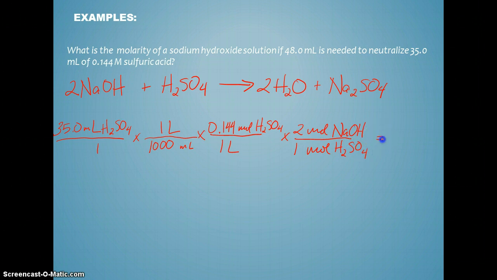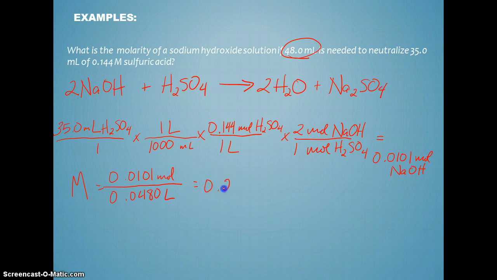Okay. Because we're trying to find molarity, we want to stop here and get moles. So when we do this, that's going to give us 0.0101 moles of NaOH. Now the question wants us to find the molarity of NaOH, and we know molarity is moles per liter. And if we look up here, that's how much NaOH we used. So we convert that to liters, and when we divide, we get 0.210 molar NaOH.